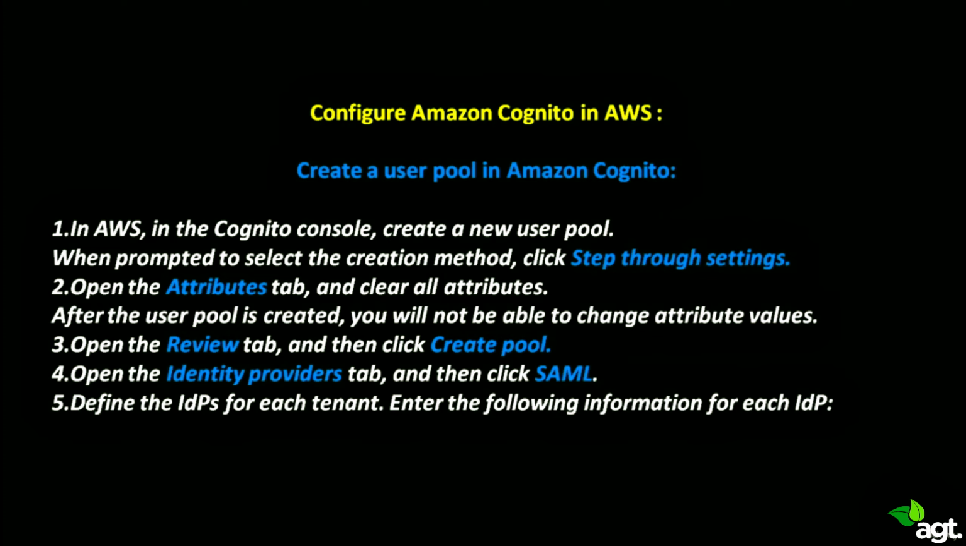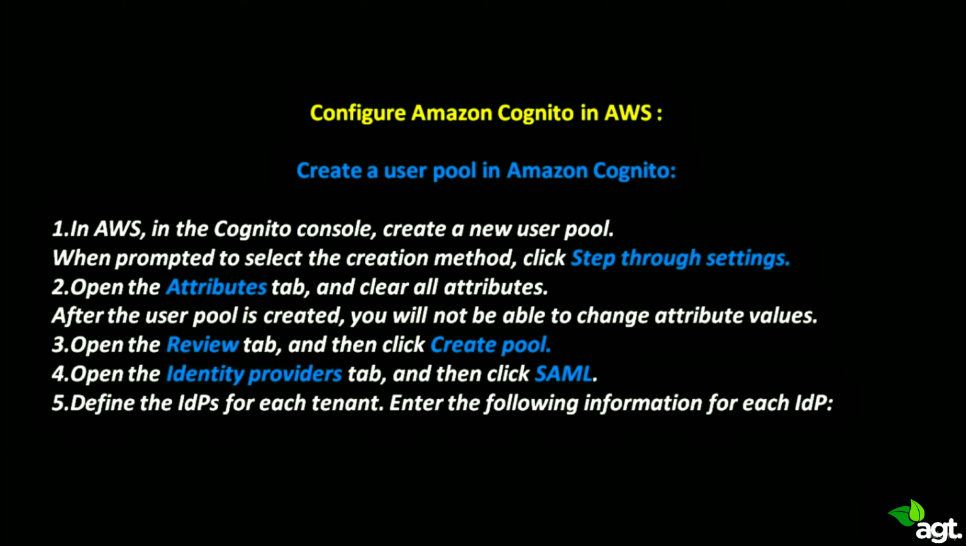So, configure Amazon Cognito in AWS. Before you begin, make sure that you are registered to the Amazon Cognito services in AWS. Create a user pool in Amazon Cognito. In AWS, in the Cognito console, create a new user pool. When prompted to select the creation method, click setup and step through the settings process: open the attributes tab and clear all attributes. After the user pool is created, you will not be able to change attribute values.